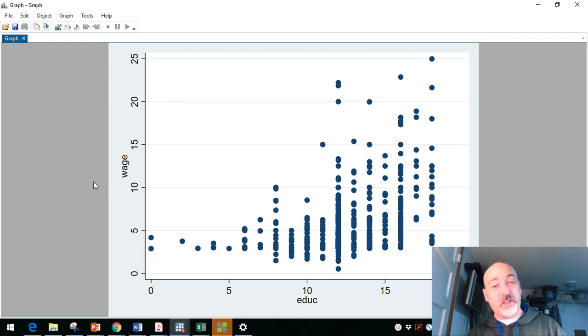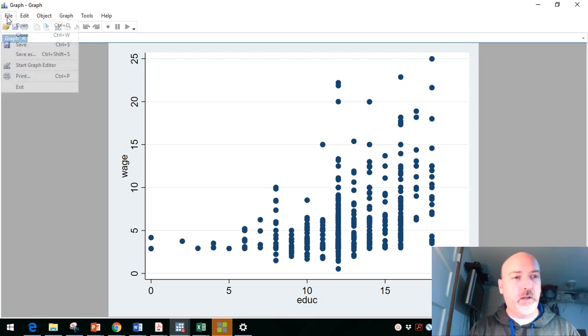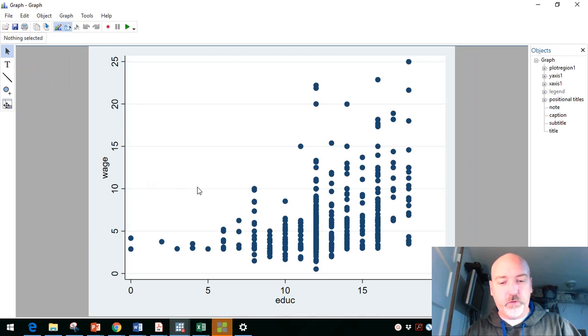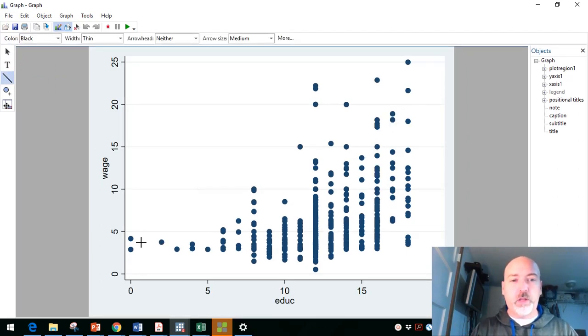Obviously nothing definitive here, but if we wanted to draw on our graph, we can go up to Start Graph Editor, do Control L, and we can draw some lines here and see what's happening. The relationship between education and wage starts out relatively flat, which is not surprising. We're looking at education here up through grade 12, and if you only have 5 or 6 or 7 years of education, we don't expect to see big jumps in your wage level.